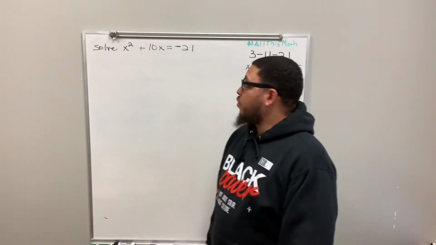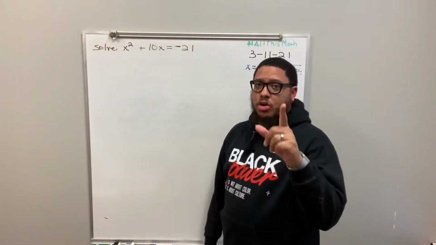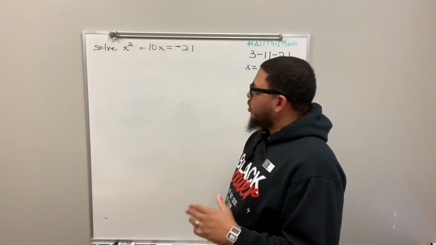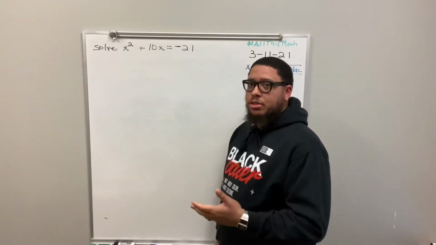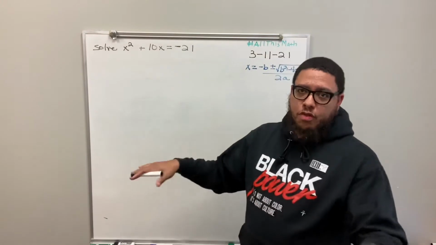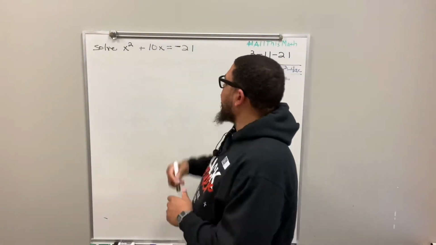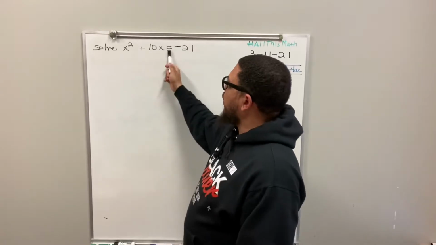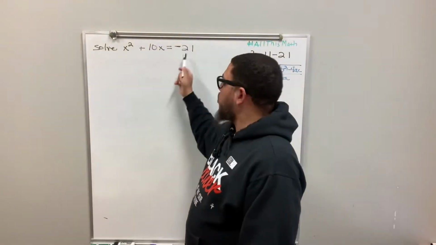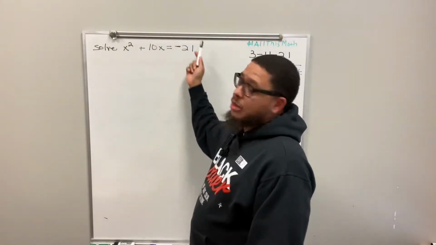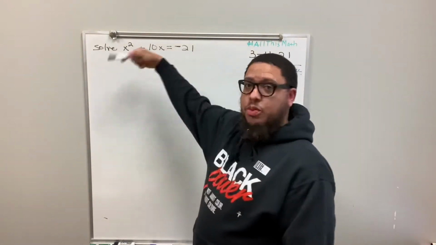All right, first thing you got to do when you want to solve an equation by the quadratic formula. Well, you don't really have to do this, but I like to put it in what's called standard form. If it's in standard form, that means that all the terms are on the left side of the equal sign. So this negative 21, you got to slide over. You got to put that negative 21 over there.